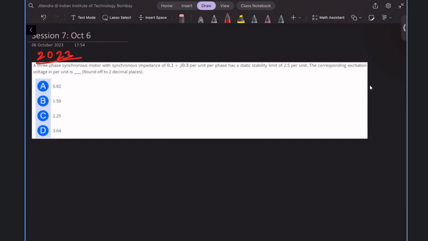So kindly read the problem very carefully, and here we have to find out the excitation voltage. So what do you mean by excitation voltage? First, we should be clear about what the objective of this problem is, and how to calculate the excitation EMF or excitation voltage.